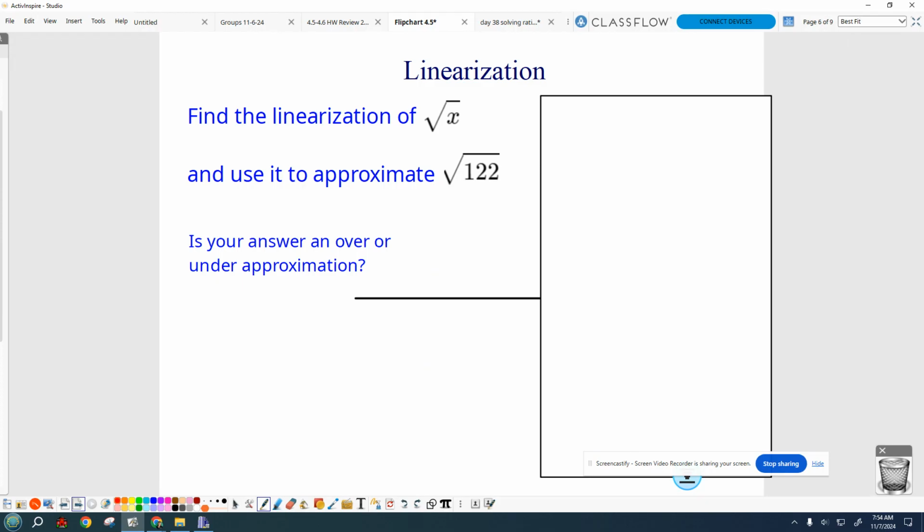Can you guys try that one? Find the linearization of the square root of x, and then use it to approximate square root of 122. So Adrian, it just needs find the tangent line. What explanation? Explanation is your explanation.